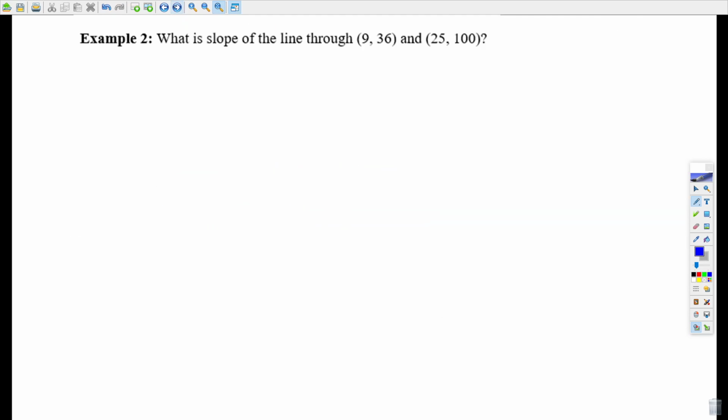So let's try an example. What is the slope of the line through (9, 36) and (25, 100)? What I would do is label these as x1, y1, x2, y2, and then we're just going to do our subtraction. Slope is y2, which is 100, minus y1, 36, all over x2, 25, minus x1, which is 9. We do our subtraction, and then we divide. So we get 64 over 16, and you actually can divide them.